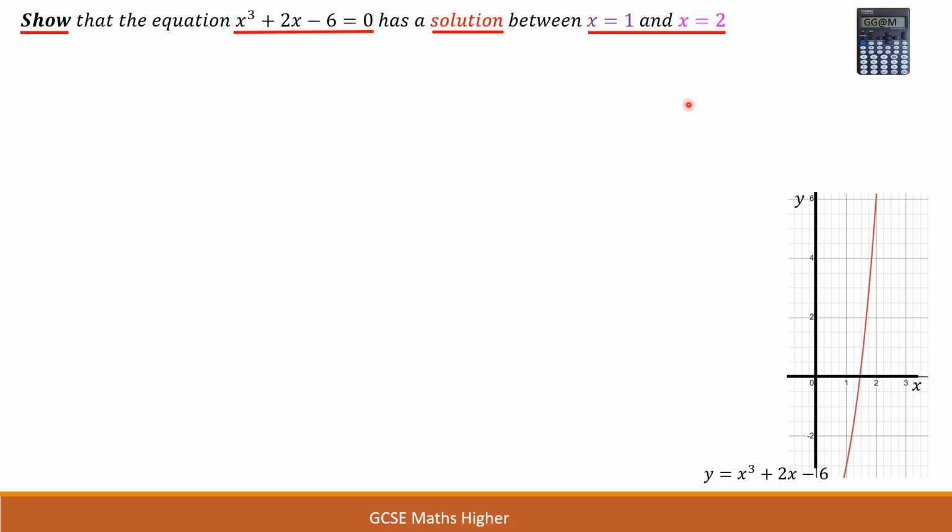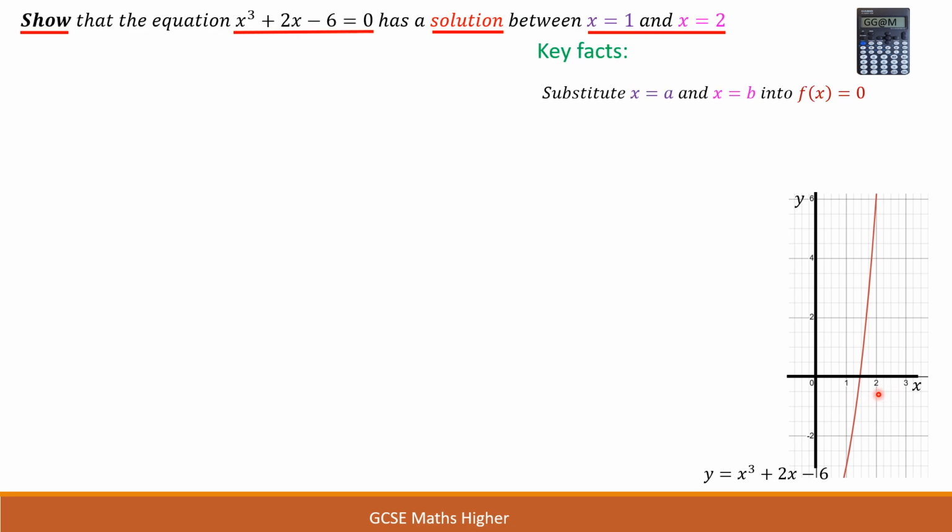And it's saying that the solution is between x is 1 and x is 2. If you look at the graph, x is 1 is here, and x is 2 is here. You can see the root is between 1 and 2. So we've got to show that the root is between these two values given.